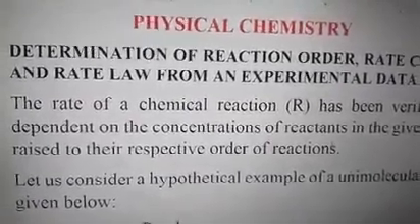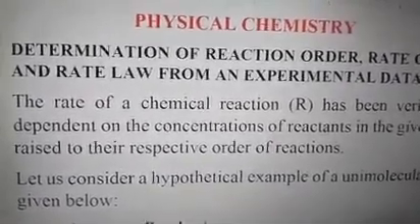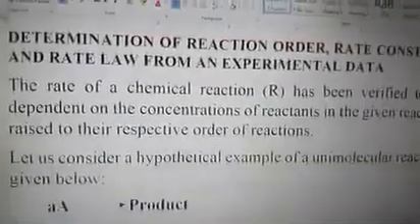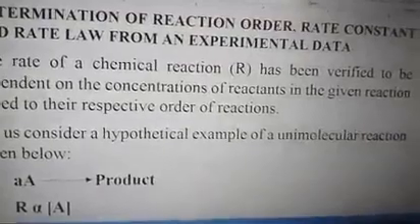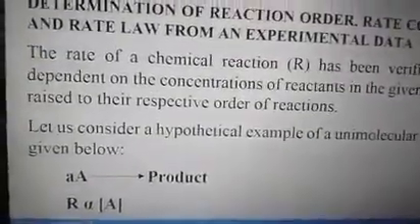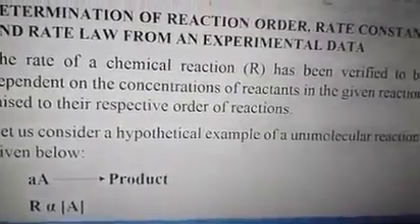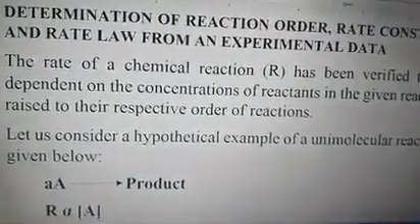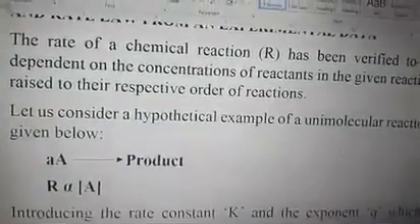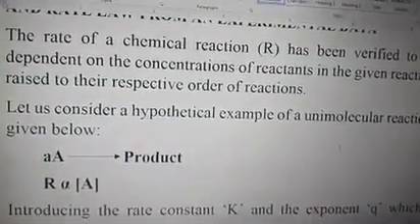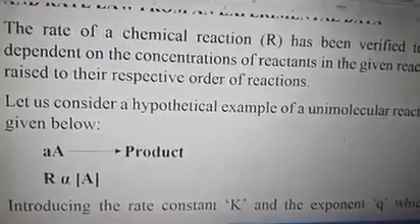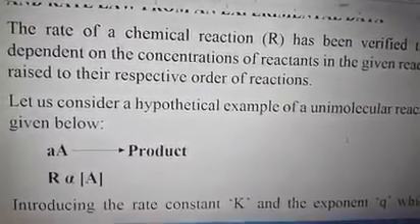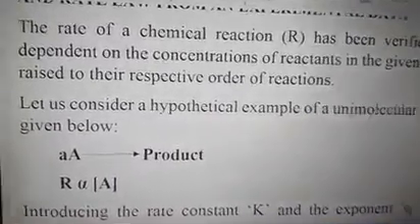So, physical chemistry, we are looking at a continuation of our lectures on rate of reaction, chemical kinetics. The rate of a chemical reaction R has been verified to be dependent on the concentration of the reactants in the given reaction raised to their respective order of reaction. So from our previous videos, the rate of reaction depends on the concentration of reactants raised to their order of reactions. So rate varies directly as concentration of reactants. So let's look at this example.